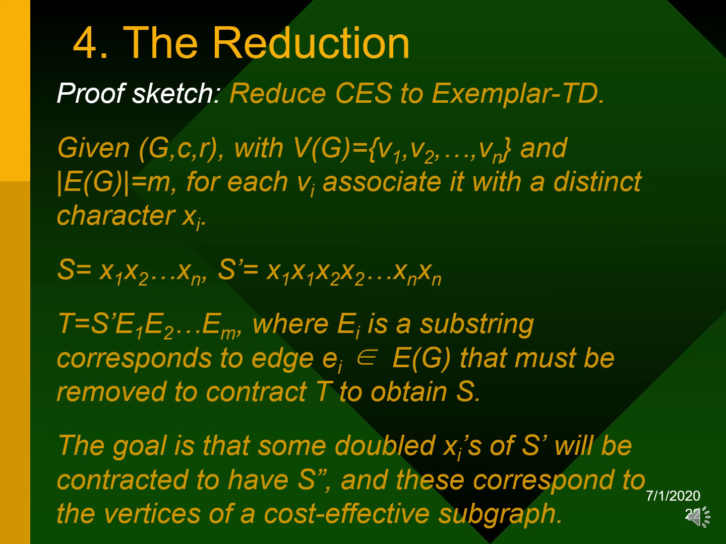And of course, all those EIs must be removed to construct T to obtain S. The goal is that some doubled Xi's of S prime will be constructed to have S double prime, and this corresponds to the vertices of the cost-effective subgraph.